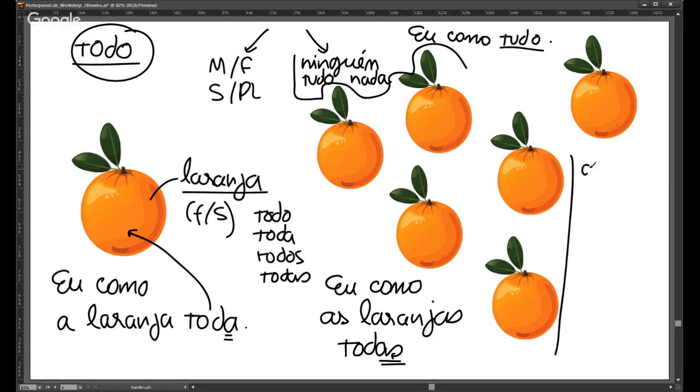Let me give you some options here, for example, algum. These are the variable ones, the ones that are going to change according to gender and number. Algum, nenhum, none, todo, all, outro, another or other, muito, a lot, pouco, a little.